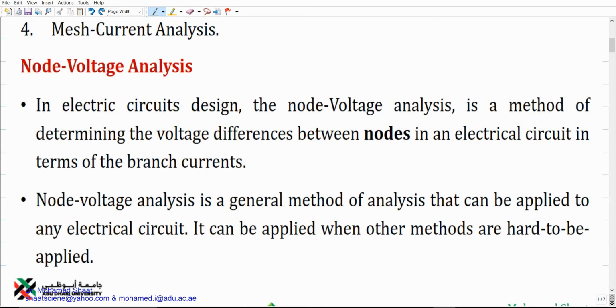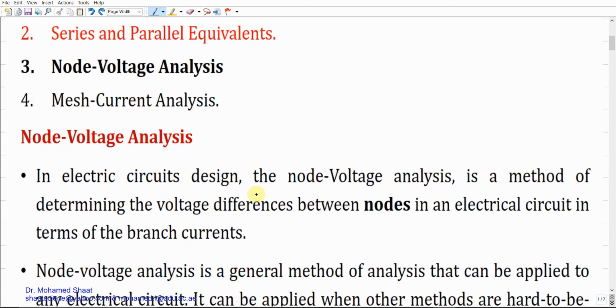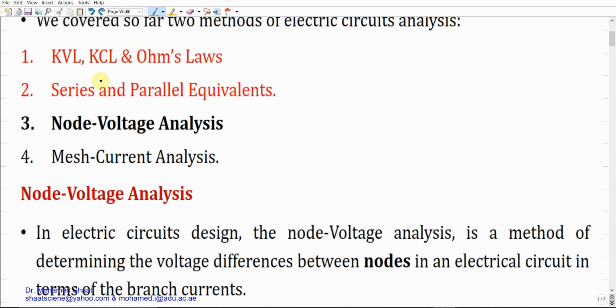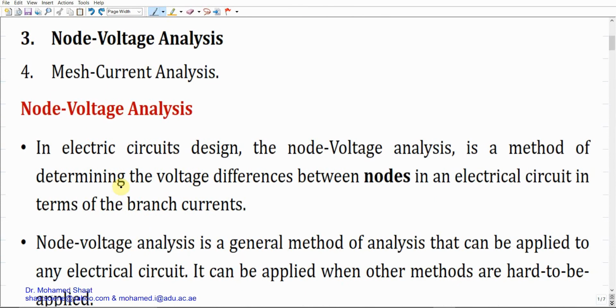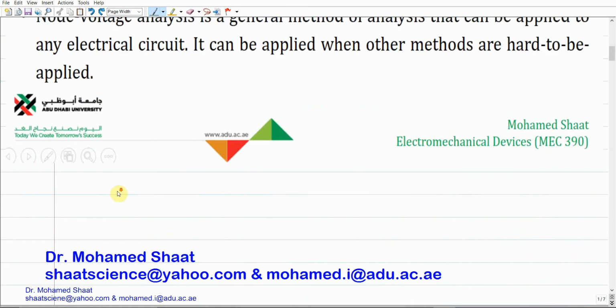So node voltage analysis is a general method of analysis that can be applied to any electrical circuit. In some cases, if you find that it is difficult to do electrical circuit analysis using the first 2 methods that we covered, which are the Kirchhoff voltage law, current law, and Ohm's law, or the series and parallel equivalent, the best option for you will be the node voltage analysis method. And this is what we are going to discuss through today's lecture.